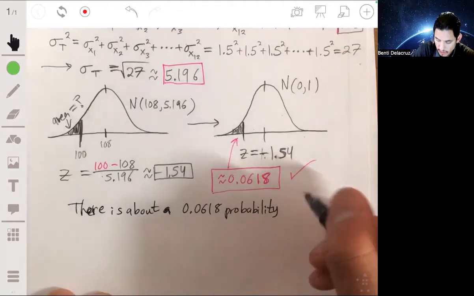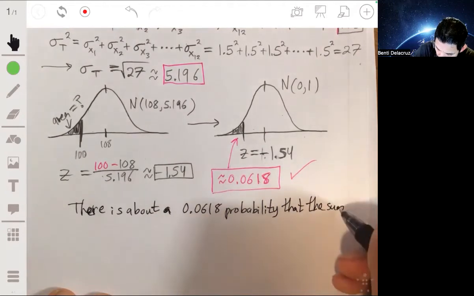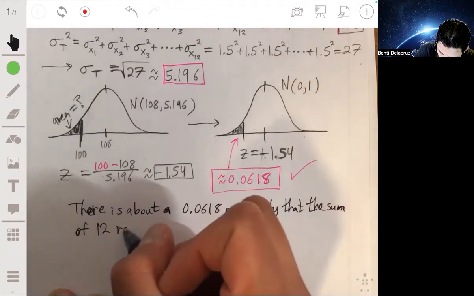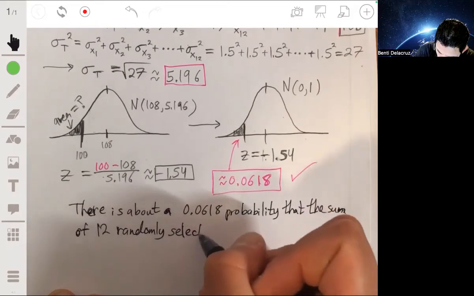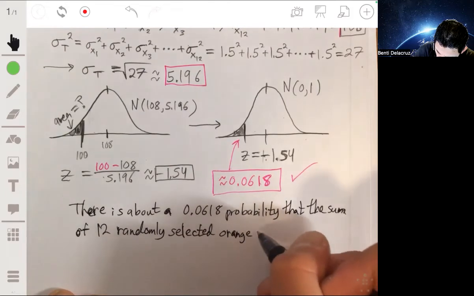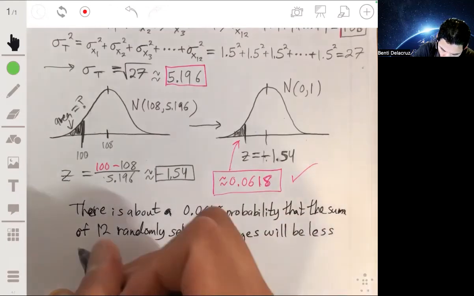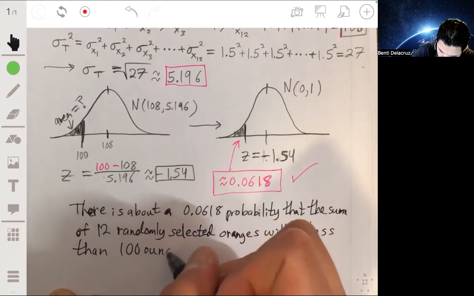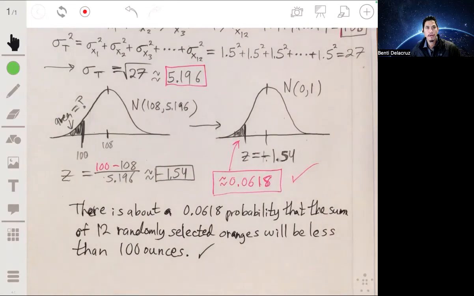Sum of 12 randomly selected oranges. And there you go.